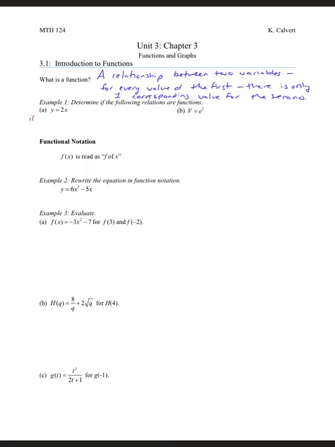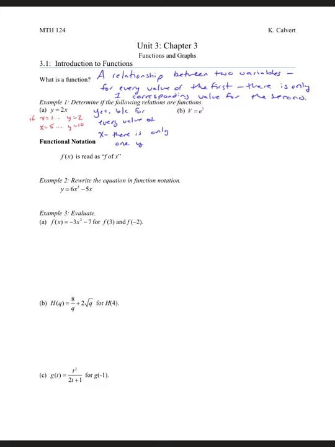So we'll say if x equals 1. What would our y be? Right, y would be 2. What if we let x be equal to 5? What would y be? Right, 10. You can see that no matter what value you put in for x, you will only ever get one value of y back. So therefore, this would be a function. So we'd say, yes, it is a function because for every value of x, there is only one y.